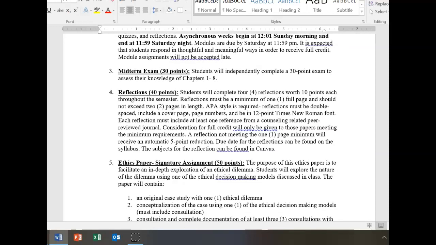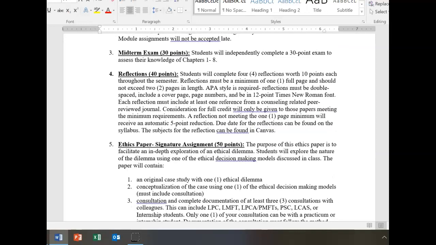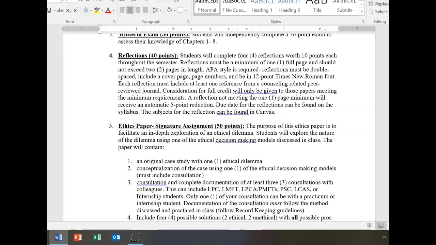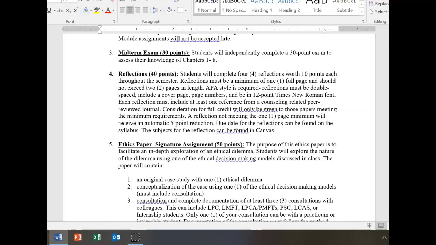Midterm exam: you're going to have a midterm exam that's worth 30 points. You're going to complete this independently, and it will be done online. You may use your textbook for this exam.